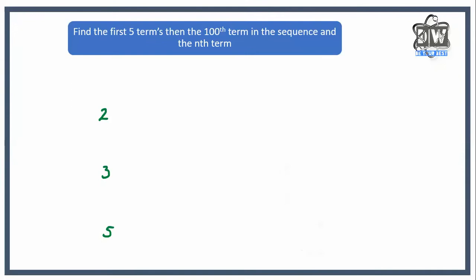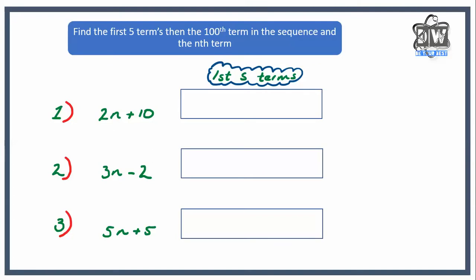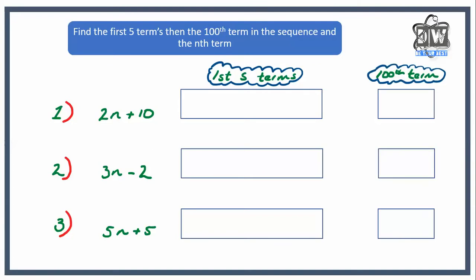So now I would like you to use these nth term formulas to work out the first 5 terms and then the 100th term. Here we go. So the first 5 terms there and then the 100th term at the end there. Okay, so let's have a little go at this. So what's the first term going to be? 2 times 1 is 2 plus 10, it's going to be 12. The second term, 2 times 2 is 4 plus 10 is 14.